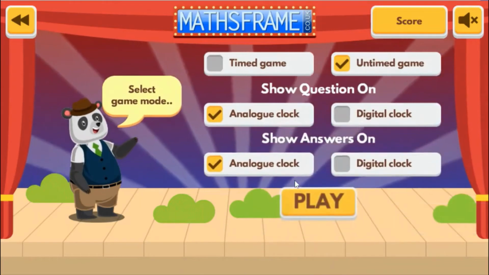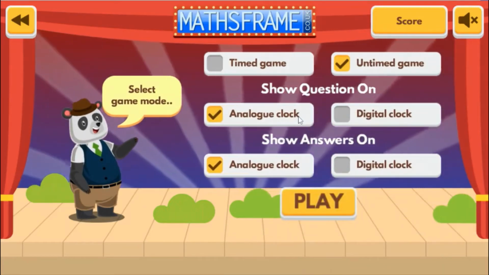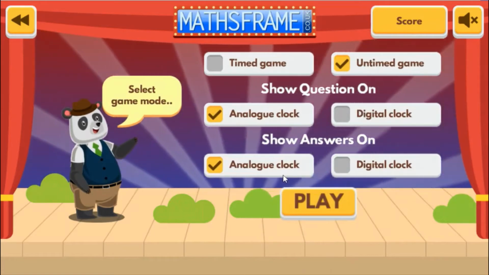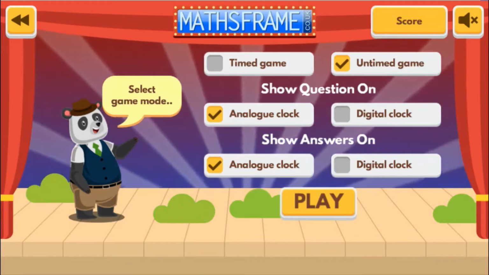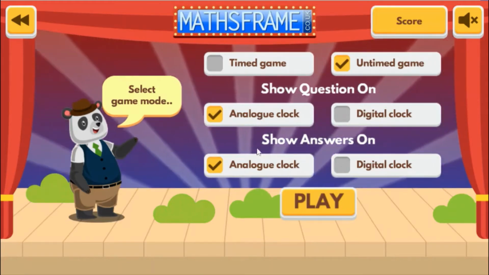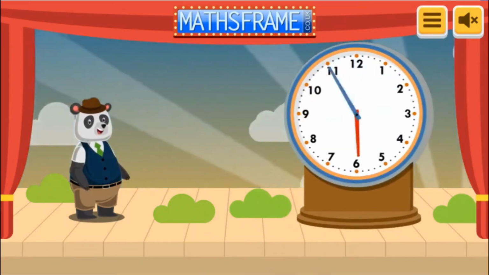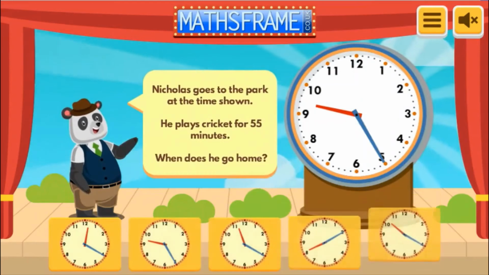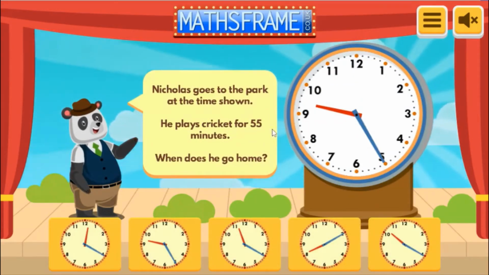Now the good thing about this game is that you can choose to have the questions in an analog clock or a digital clock, and the answers as analog and digital as well. So you can have a really good mixture. You could have all analog or all digital or mixed up. I'm going to start with all analog just to show you. Now this is going to be a bit of a recap from the first video this week. So we're going to tell the time, and then we're going to add on the time that we need to.